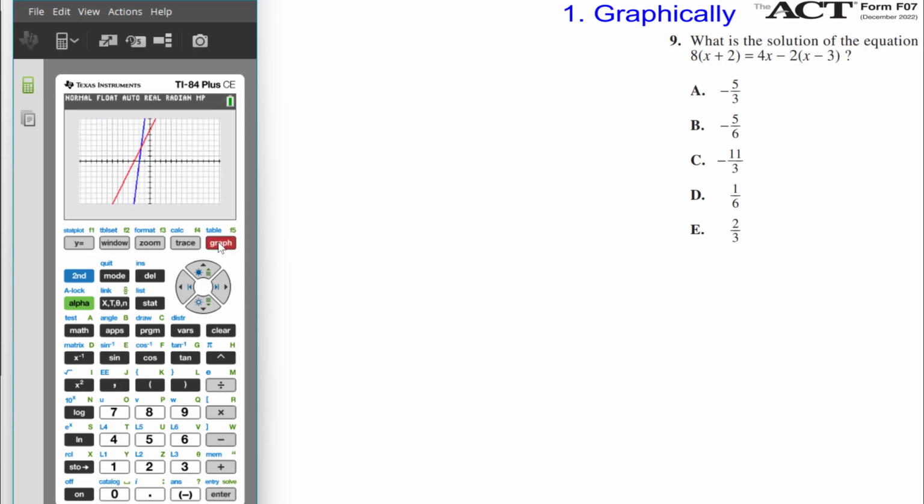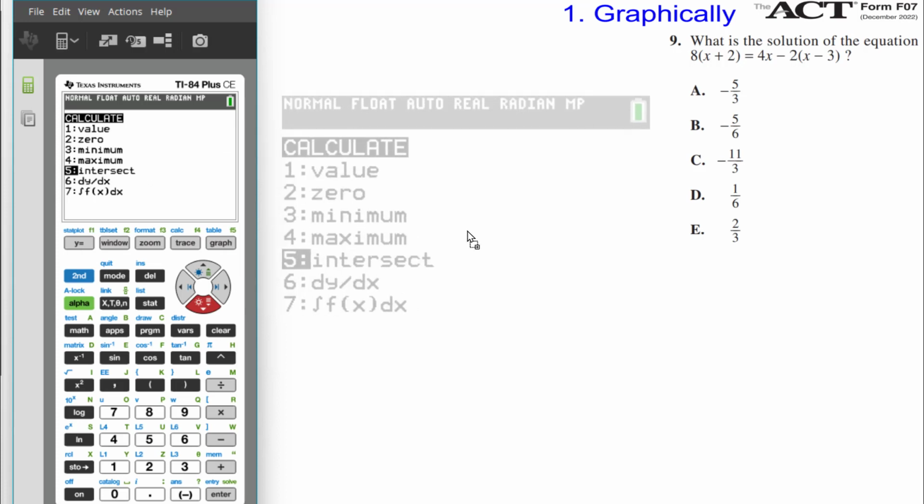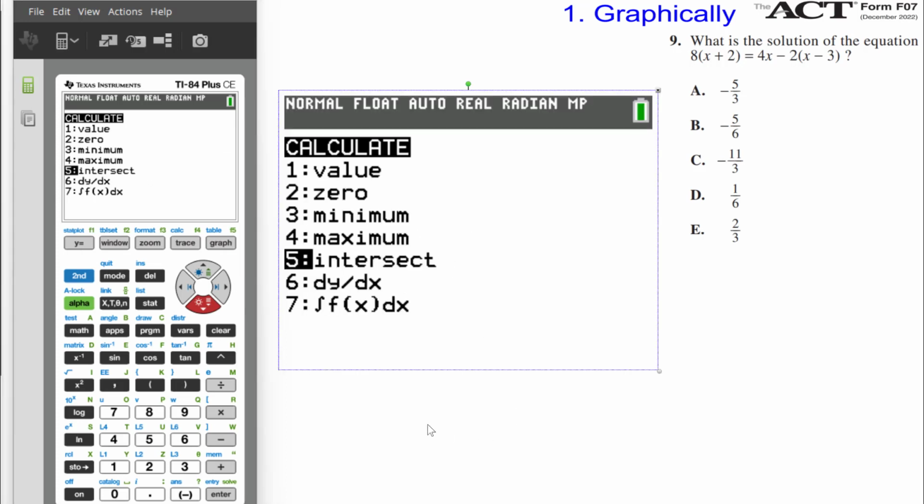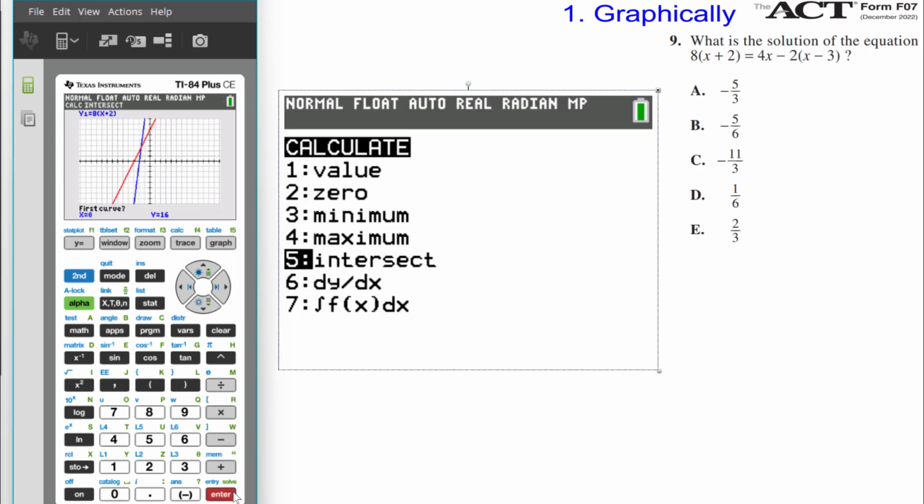and graph that. And you can see that they do intersect, and that x value is going to be the value that we want. So I'm going to use the calculate feature, which is a second trace to get to the calculate menu. And I want number 5, the intersect command. So we'll do number 5. And it asks, what is the first curve? And it says it's the blue one, so I'll say yes, enter. And the red one is the second one, so I'll press enter for yes.